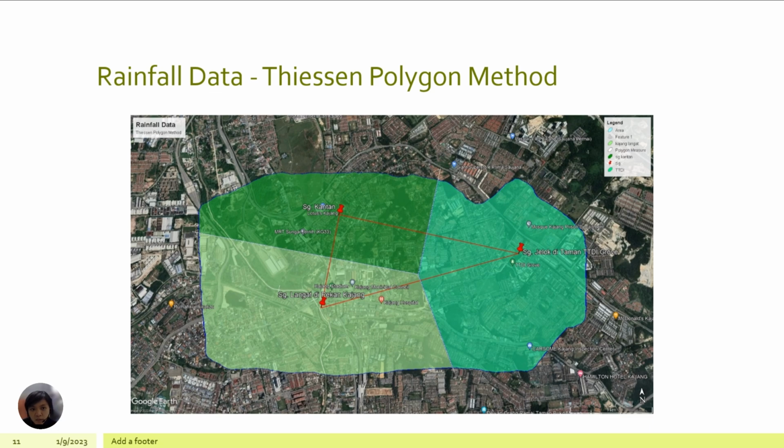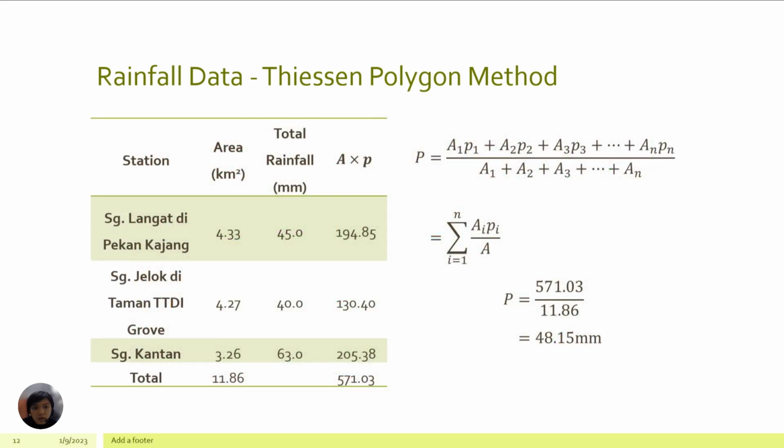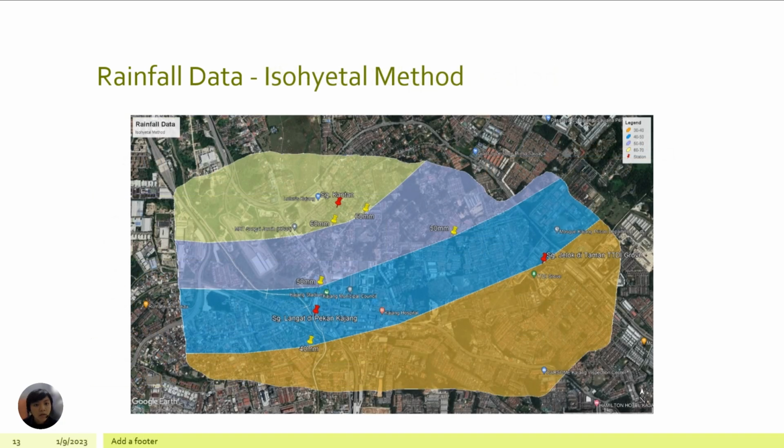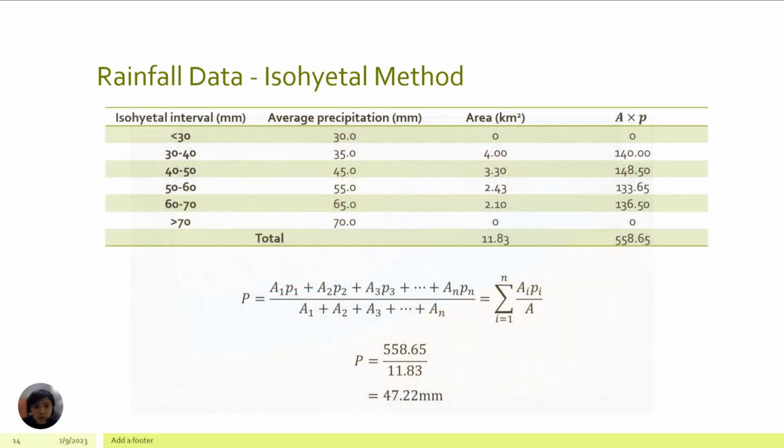Next, we use the distance polygon method. In this method we use Google Earth Pro to draw the polygon and measure the area. By using the equation sum of area times precipitation over sum of area, the mean precipitation is 48.15 mm. Then the last method for rainfall data is the isohyetal method. Same as the distance polygon, we use Google Earth Pro to separate the parts and measure the area of each part. The mean precipitation is found as 47.22 mm.